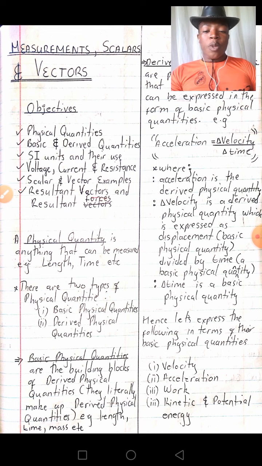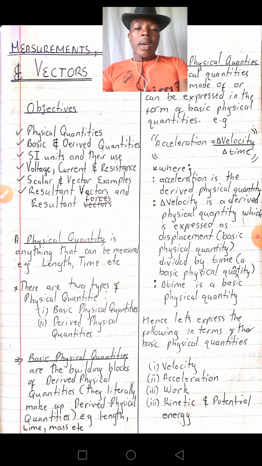A physical quantity is best defined as anything that can be measured, e.g., length and time. There are two types of physical quantities, which include basic physical quantities and derived physical quantities. Basic physical quantities are the building blocks of derived physical quantities. They literally make up derived physical quantities, e.g., length and time. They make up what? Velocity.